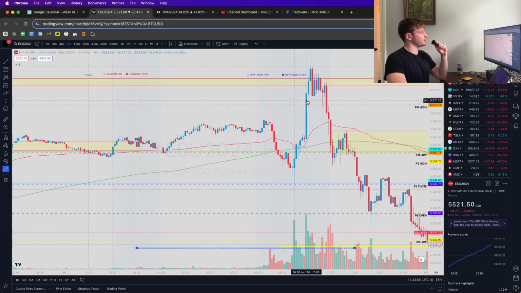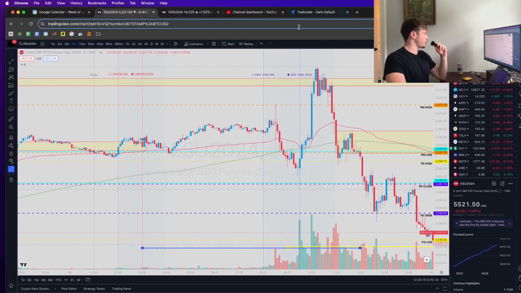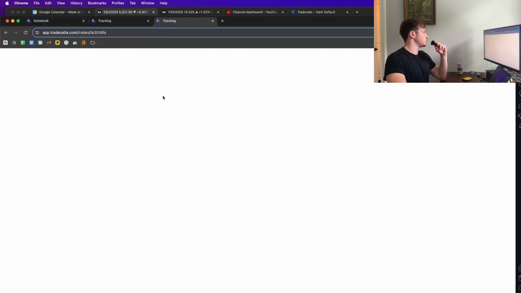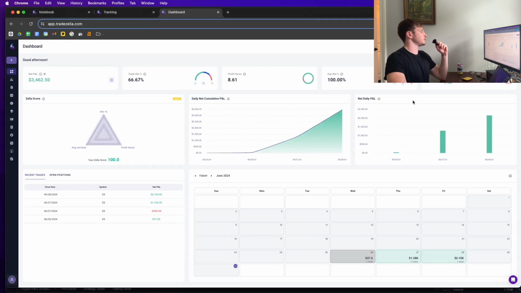Looking back, I probably should have just waited for a red 5 minute to close or something, because we could have gotten an extra 10 points out of that. But either way, it was a great trade. Can't complain with a 7R trade. So that was that for the weekly total of 3,460. Now that would be disregarding our shitty day on Tuesday, but this is a new account, so we just got to start fresh.